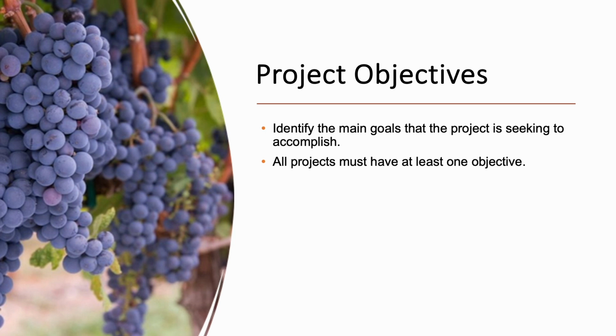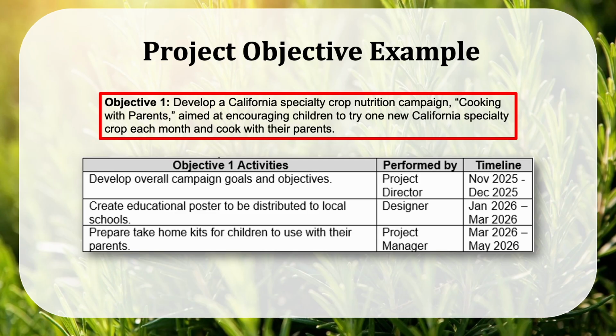The project objectives should identify the main goals that the proposed project is seeking to accomplish. All projects must provide at least one objective. This is an example of a project objective. The objective clearly states the goal, which is to develop a California specialty crop nutrition campaign, Cooking with Parents, aimed at encouraging children to try one new California specialty crop each month and cook with their parents.